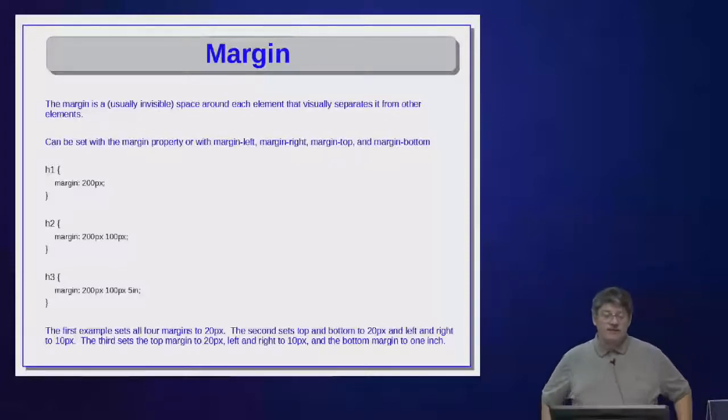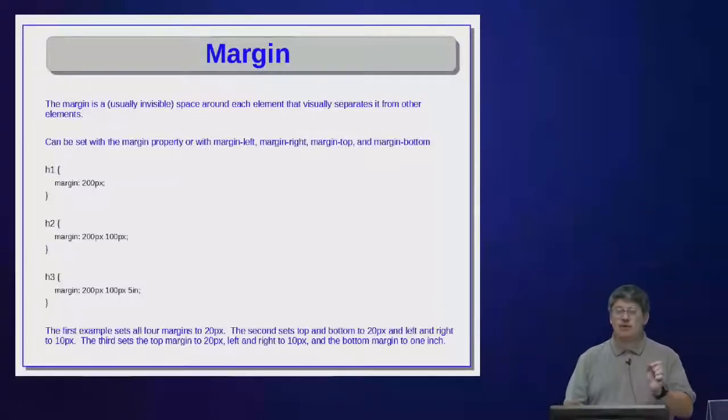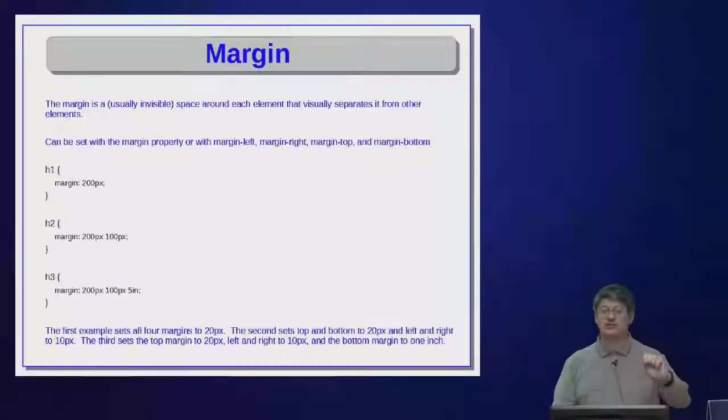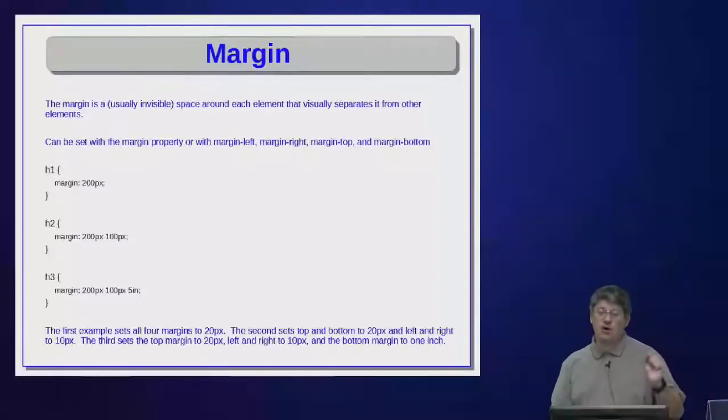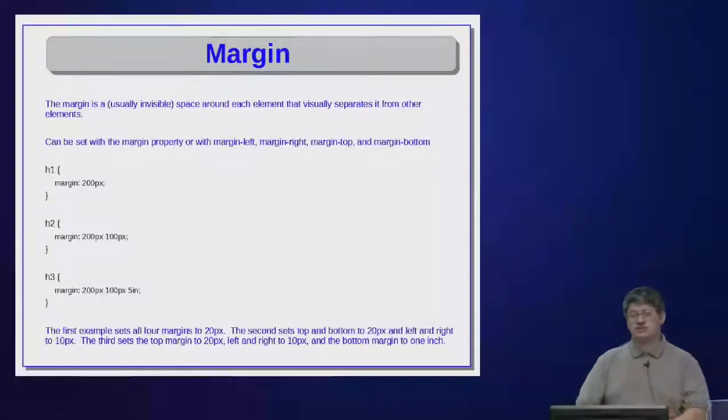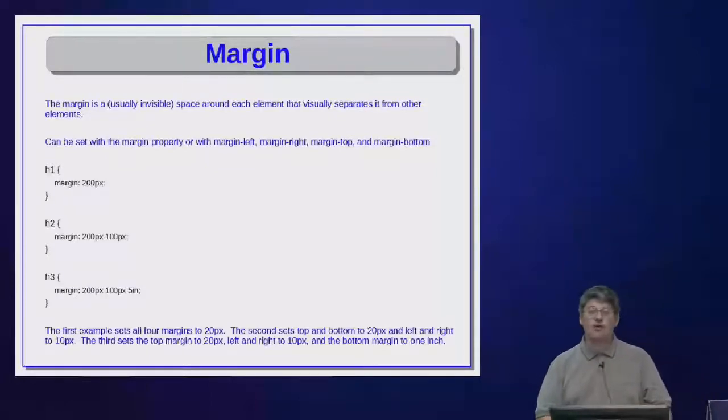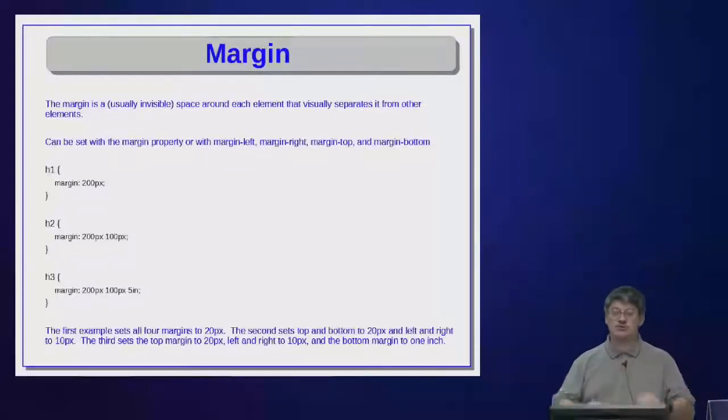So for example, suppose that I have an H1 tag. Remember, that's a level 1 header. That's a very important header that's usually displayed in a large font, usually a dark, bold text. And I'm going to set the margin around an H1 tag to be 200 pixels. So if I say margin: 200 pixels, it's going to set the margin in all four directions to be 200 pixels. The top margin, the bottom margin, and the left and right margins will all be 200 pixels wide.